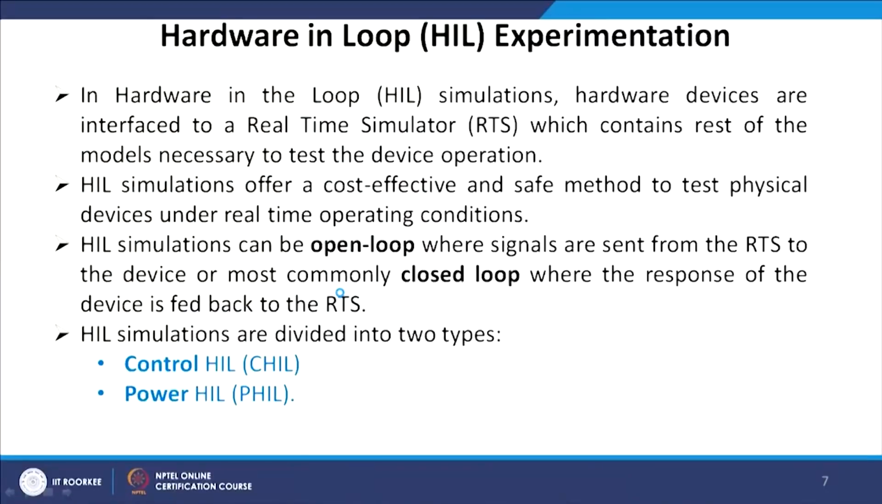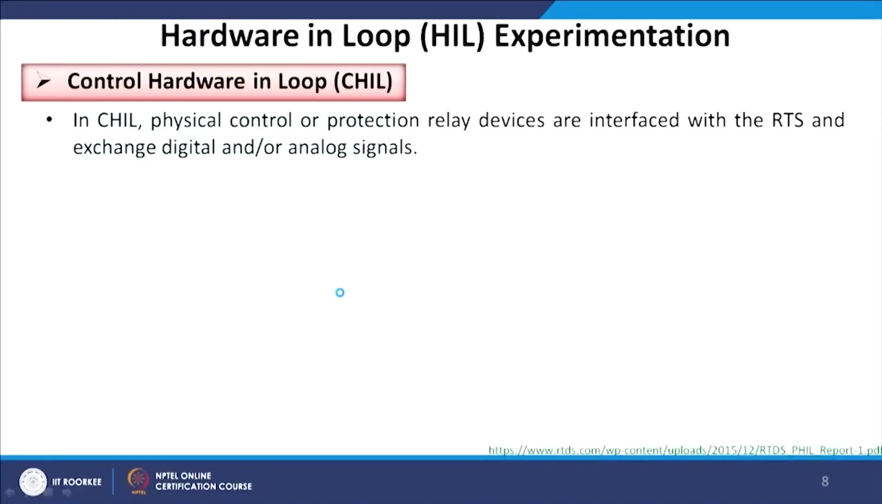Now, there are two types of HIL. One is known as control hardware in loop and the other one is known as power hardware in loop. CHIL, control hardware in loop simulation, and PHIL, power hardware in loop simulation. In case of CHIL, physical control or protection relay devices are interfaced with the RTS and exchange digital and or analog signals. So, signals are exchanged, but no power.